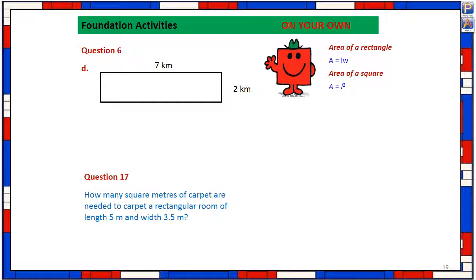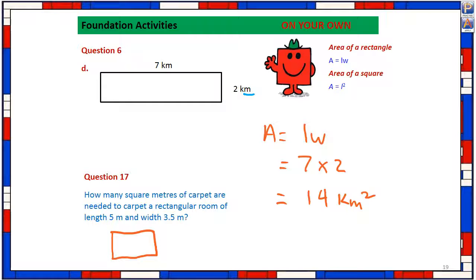All right, a few more to try. This is exactly like the one we did at the start there, except we were dealing with kilometers. Length is 7, the width is 2, 2 7s are 14 square kilometers. Question 17 is exactly the same, we just don't have a diagram. How many square meters of carpet are needed to carpet a rectangular room? You know it's a rectangle. Its length is 5 meters because it says that there, so here's 5 meters. Width is 3.5. It's the same question.